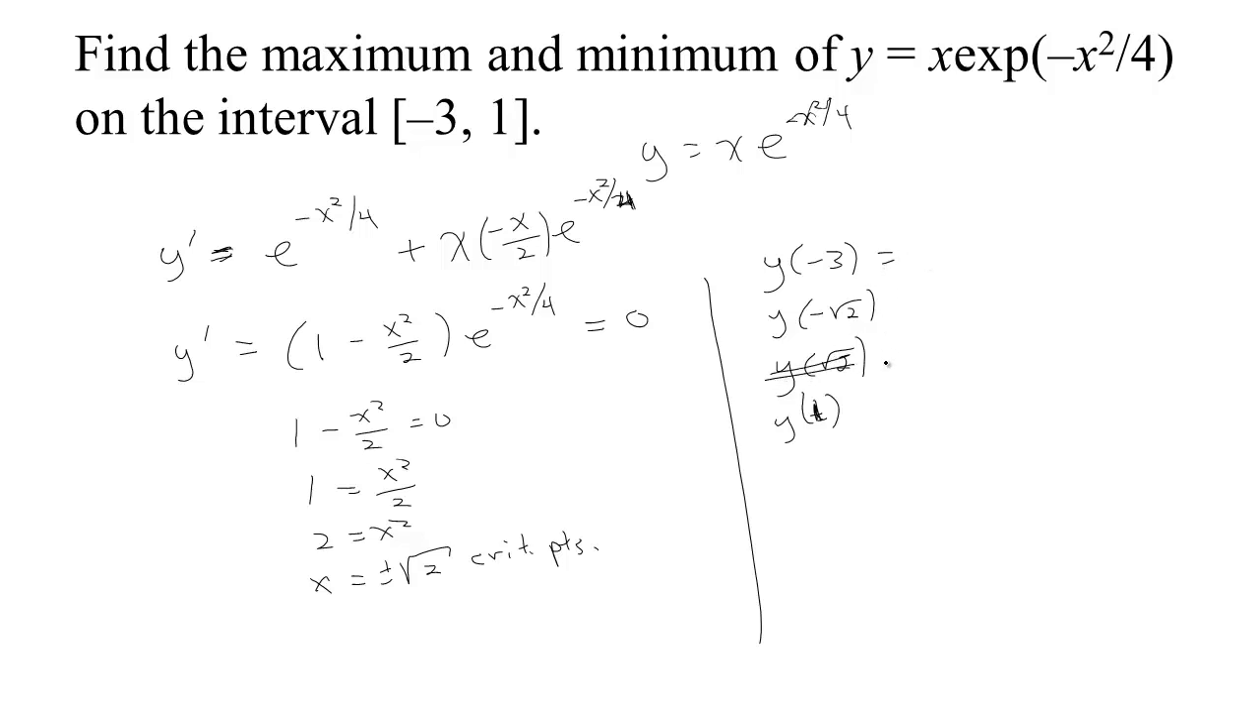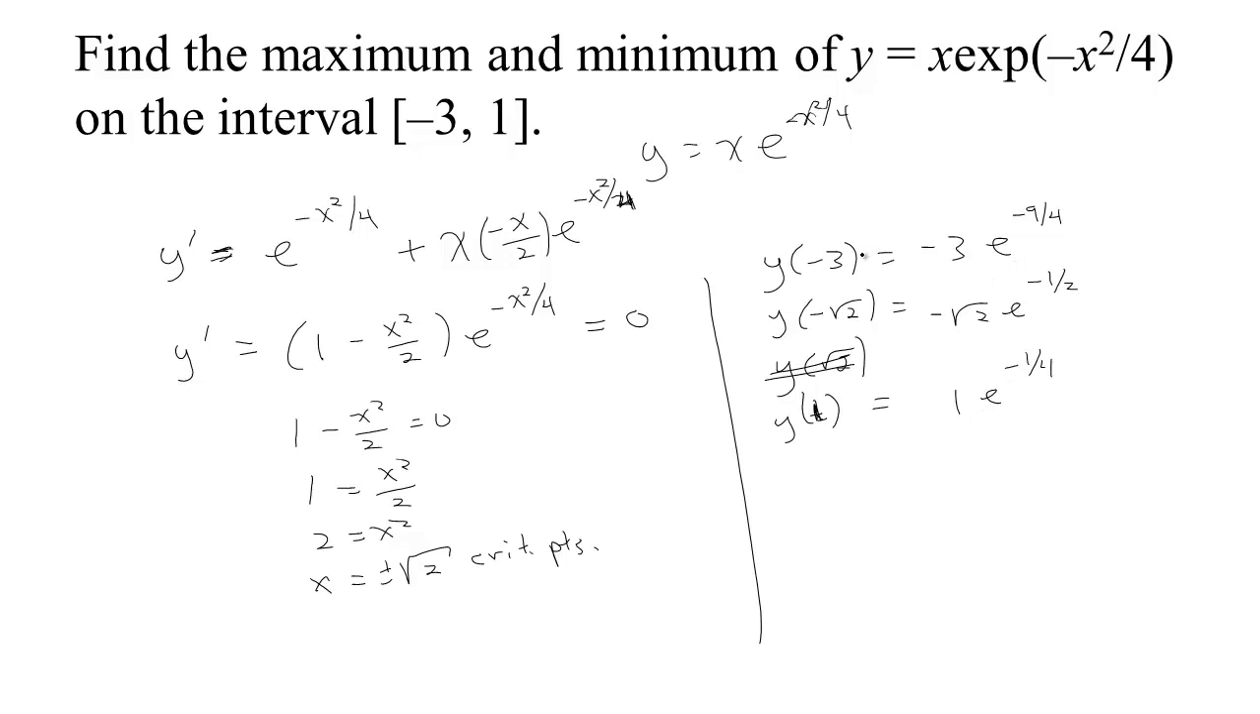Okay, so we just want to figure out where's our highest value and where's our lowest value. y of negative 3 would be negative 3, e to the negative 3 squared is 9, so we get negative 9 fourths. If we plug in negative root 2, we'll have negative root 2 times e to the negative root 2 squared, which is 2, so we'd have e to the negative 1/2. And if we plug in 1, we would have 1 times e to the negative 1/4.